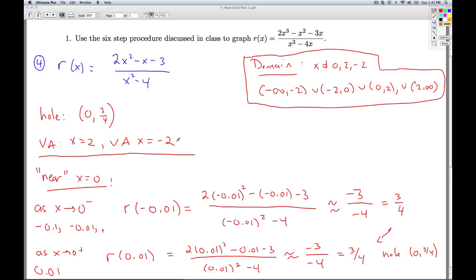Okay, so the theorem from 4.1, the reason why we get a hole in the graph is because as we get close to x equals 0, the function values on the graph, the y values on the graph, get close to 3/4. So this would be considered a detailed analysis of what's going on near 0 to explain why we're getting a hole there.